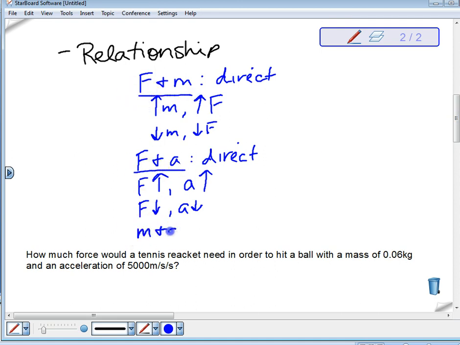Mass and acceleration have an indirect relationship, meaning that if I have a very big mass, my acceleration is going to be pretty small. On the other hand, if I have a really small mass, if my mass goes down, then the acceleration can go up. Those are indirect.